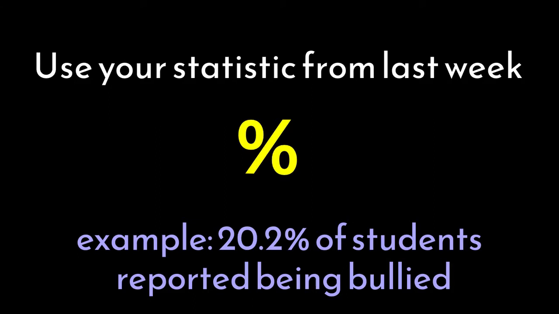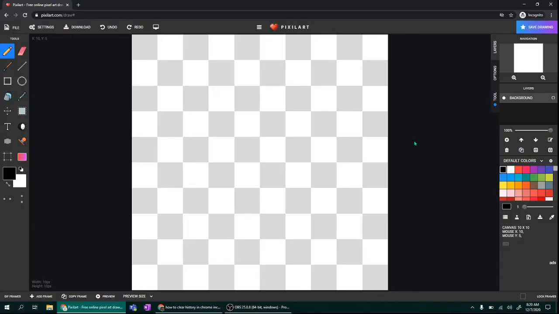For example, if my statistic was 20.2, I'm going to round that down to 20% of students report being bullied. So now I have 20 squares that I need to fill in with one color to represent that 20%. I could do this in a number of ways. I could make a big square, I could do stripes, I can try and draw a picture, but I only have 20 squares to work with.